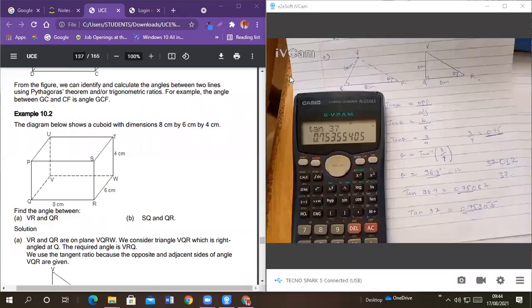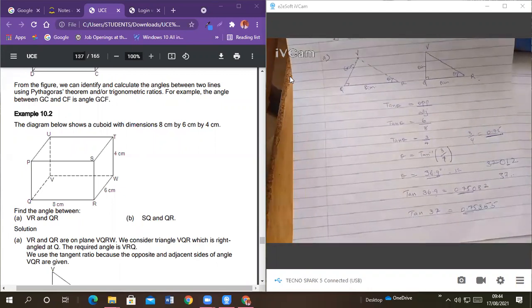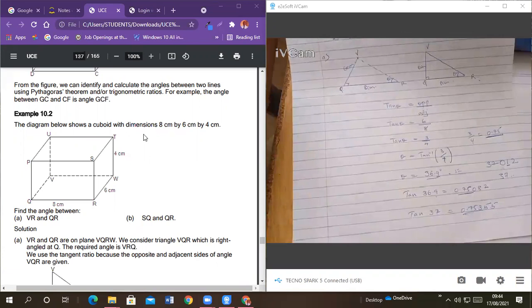All right. So let us proceed with the next part, B. Part B, what are they saying? They want us to get the angle between SQ and QR. So this is S and this is Q. So we must draw a line from S to Q and QR. So there is a line here, SQ and QR.